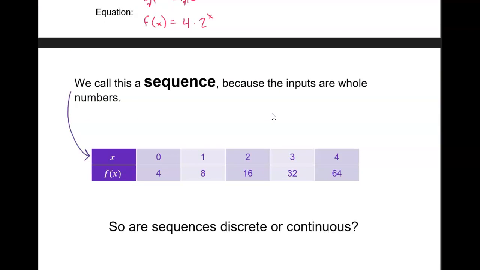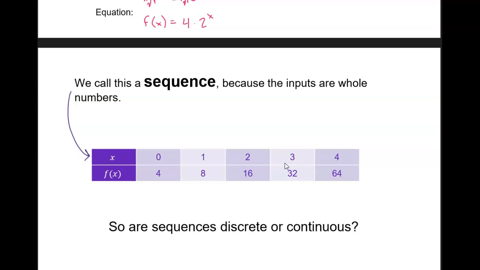Now, we've been using this term sequence pretty much this whole semester, but we haven't actually defined it yet. So let's actually talk about the definitions of a sequence. Its inputs are whole numbers. It's a pattern where the input is a whole number. So 0, 1, 2, 3, 4, those are whole numbers. This is a geometric sequence because we're multiplying at each step.